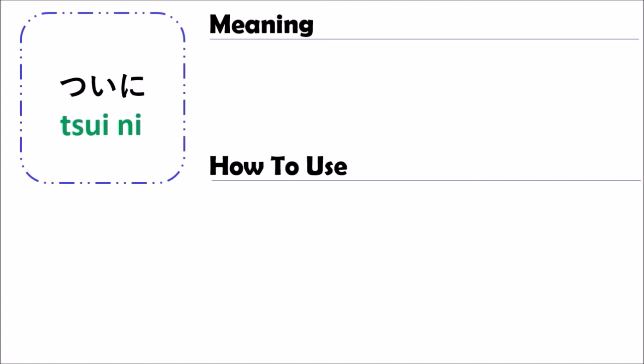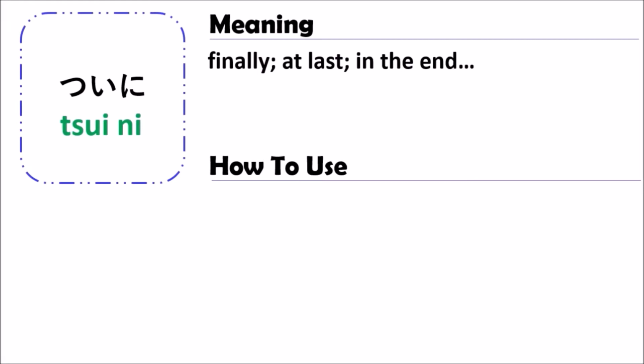Next we are going to learn about the grammar of ついに. Last time we already studied the grammar of つい, right? In this case they put ni after つい, so they say ついに. ついに has the meaning of finally, or at last, or in the end.